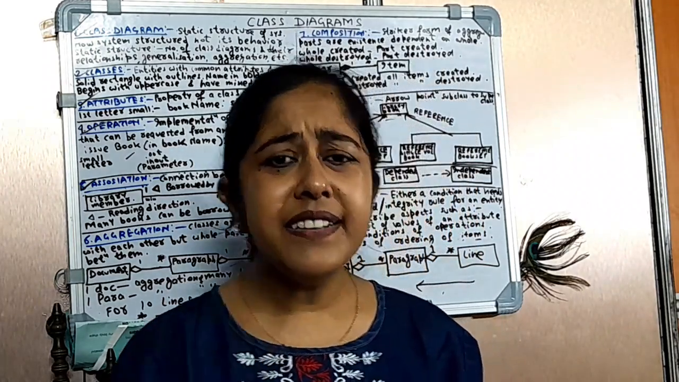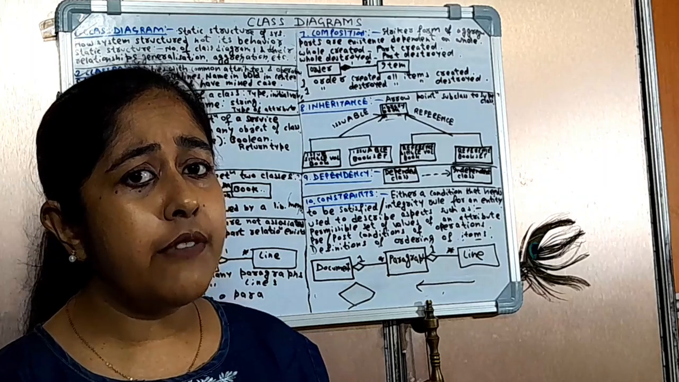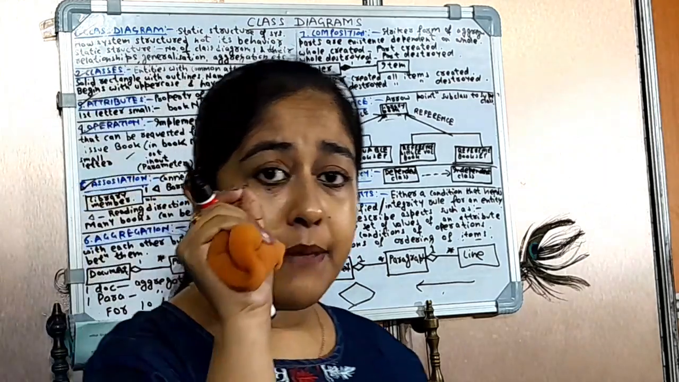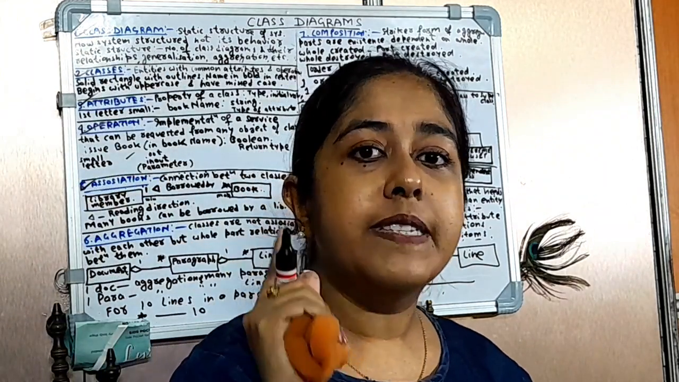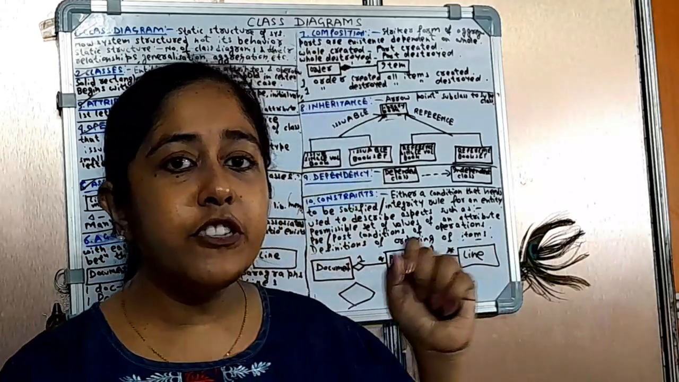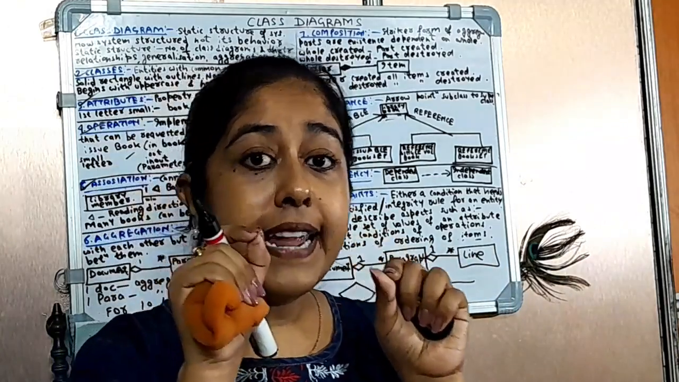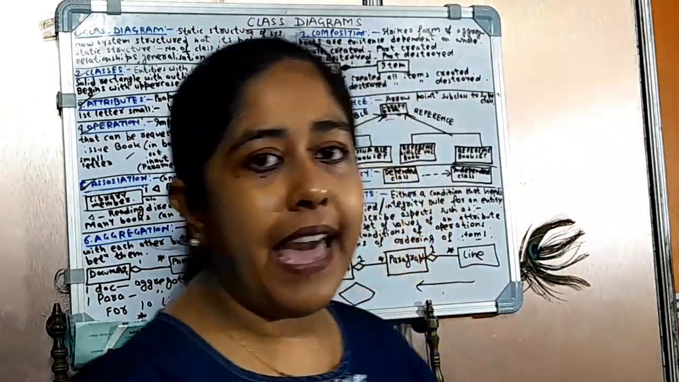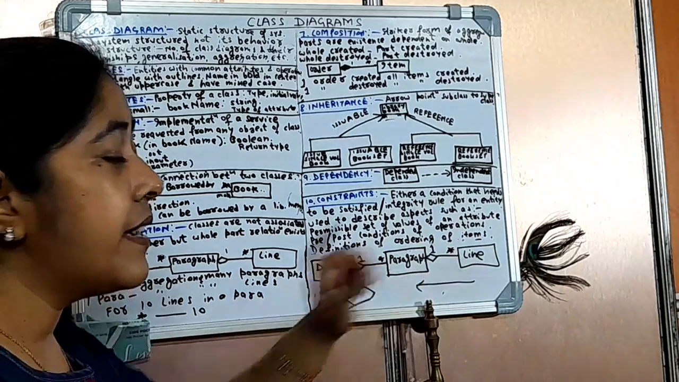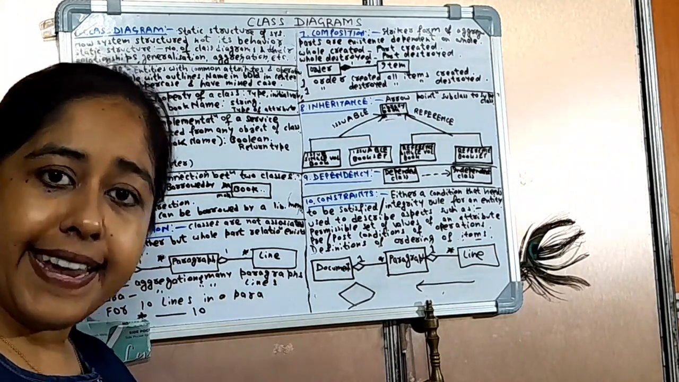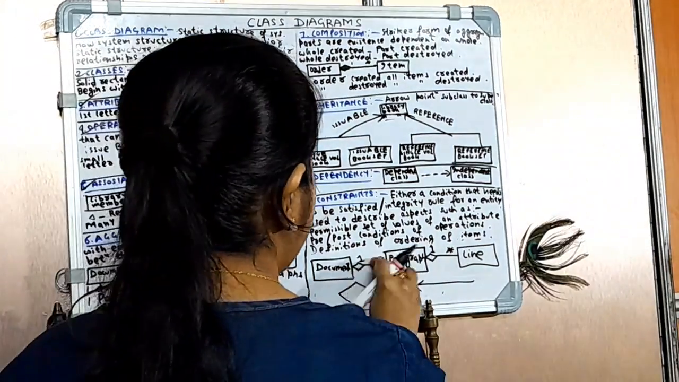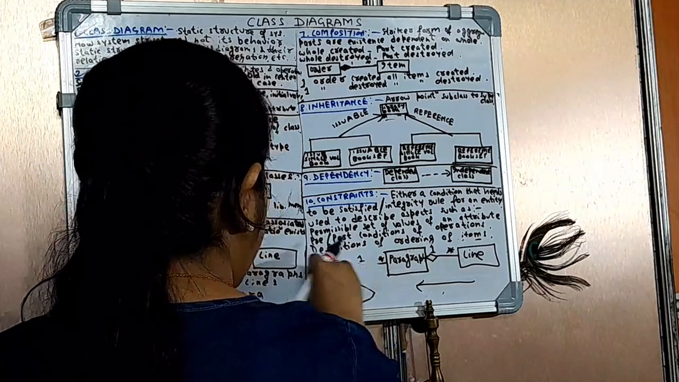Under this, the main thing you have to focus on is the diamond, which will be the empty diamond, since in the next topic we will see the non-empty diamond. So here we are talking about an empty diamond for the aggregation relation. Now the next one is composition. Okay, so this is done.